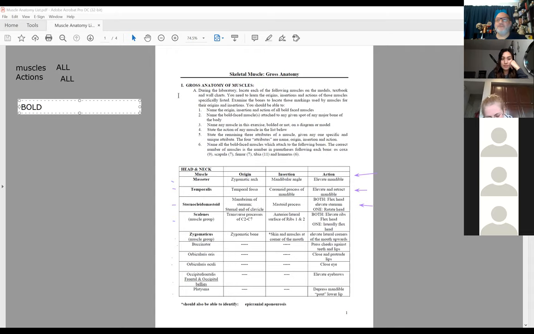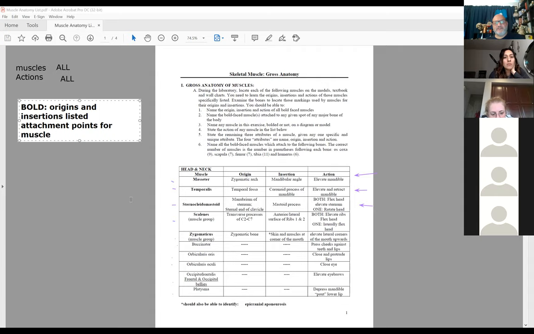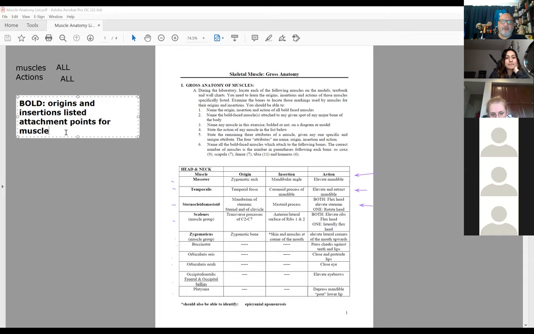If they are bold, notice those bold muscles also have origins and insertions listed. Origins and insertions are the attachment points for the muscles. For all the bolded muscles, you are responsible for knowing the origins and the insertions.